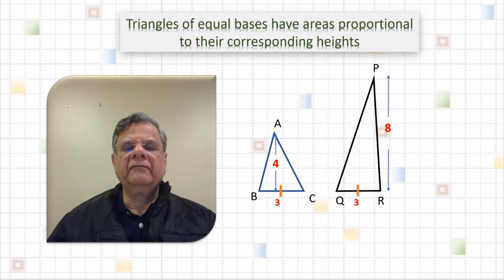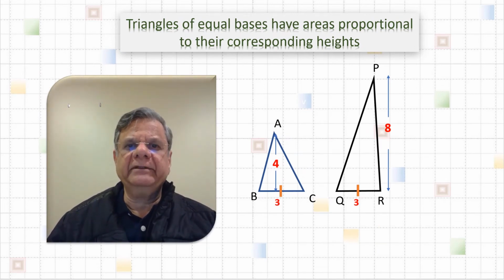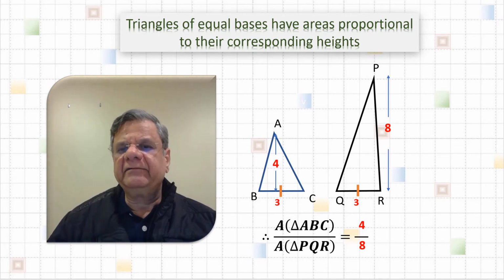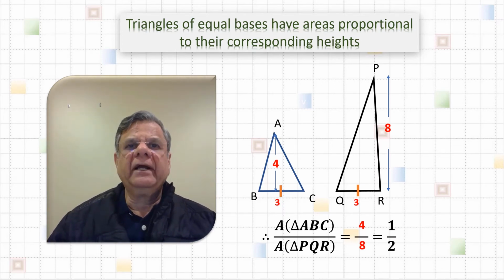Now we will solve one simple example based on this property. Consider two triangles ABC and PQR with equal bases 3 units each. Height of triangle ABC on base BC is 4 units and height of triangle PQR on base QR is 8 units. Therefore, area of triangle ABC upon area of triangle PQR is equal to 4 upon 8. That is equal to 1 by 2. Triangles of equal bases have areas proportional to their corresponding heights.